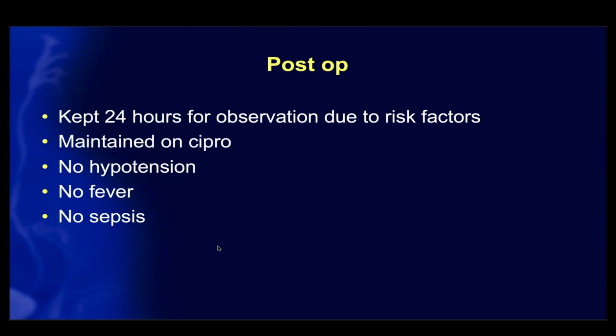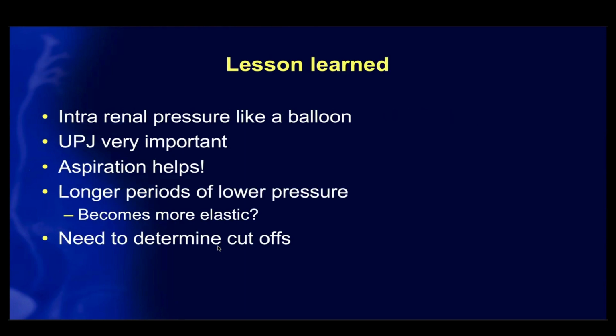If you just go to the next slide, Ben. Lessons learned, internal pressure is like a balloon. UPJ is very, very important. I think we underestimate the importance of it that Ben had mentioned. Aspiration helps, longer periods of lower pressure. The kidney, I think, becomes a little bit more elastic, but we need to determine cutoffs, which is, again, the next studies that we're going to be doing.